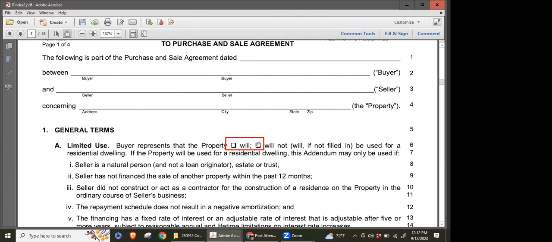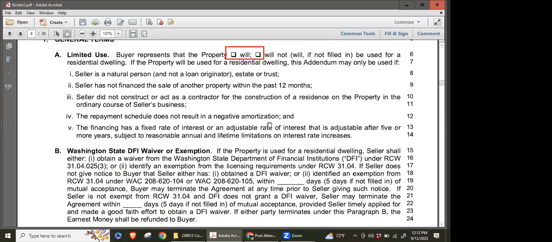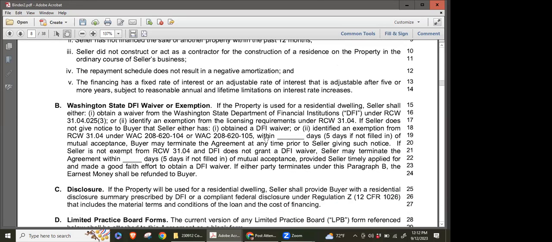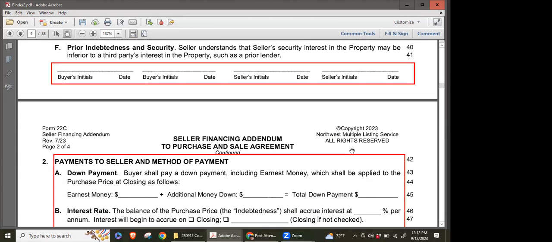That's what that means. Now, if you have owner financing on a home, then the property will be used as a residential building. And there are certain rules depending on which box that you fix on that. I just wanted to take a look that on this form, it's the same thing at the bottom.